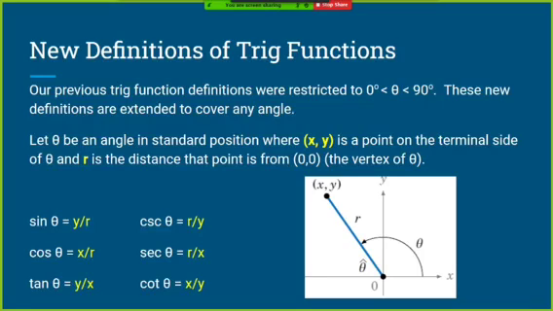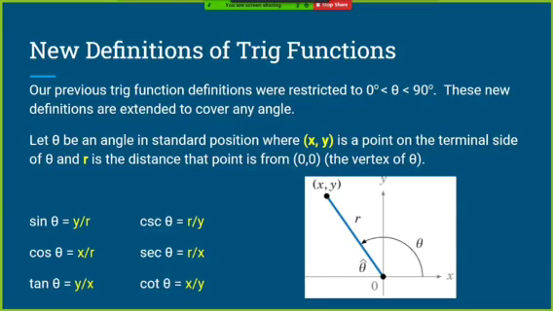Alright, so let theta be an angle in standard position where (x, y) is a point on the terminal side and r is the distance that that point is from the origin. Then we're going to define sine as y over r, cosine as x over r, tangent as y over x, and then since cosecant is the reciprocal of sine, it's going to be r over y, secant r over x, and cotangent x over y, because they're also reciprocals.